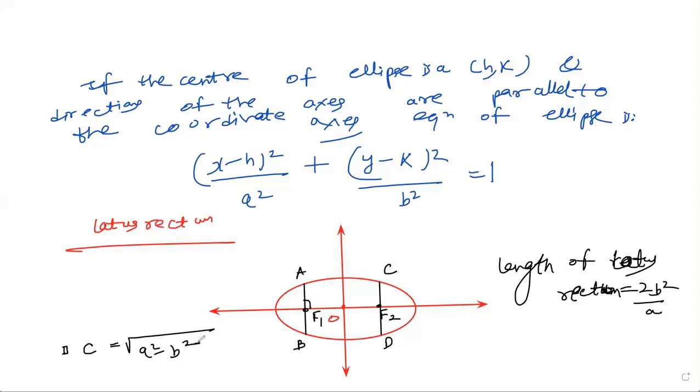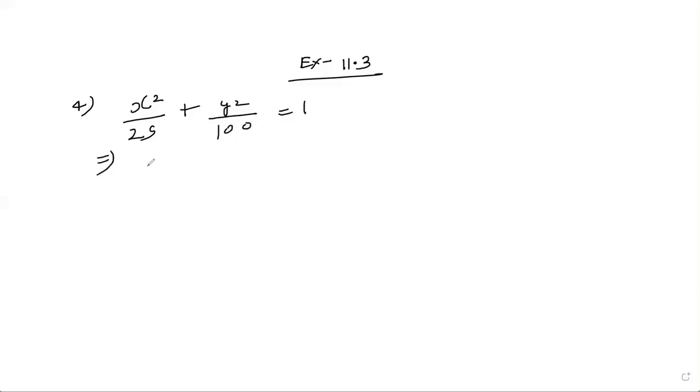Now, using the concept that we have learned just now, we will see one sum just to clarify our concept. Exercise 11.3 from the NCERT. Let me show you all one sum. Let's see question number 4. So the equation is given as x squared by 25 plus y squared by 100 is equal to 1. So bring it into that original form first, that is x squared by 25, 25 is 5 squared and 100 is 10 squared, right?